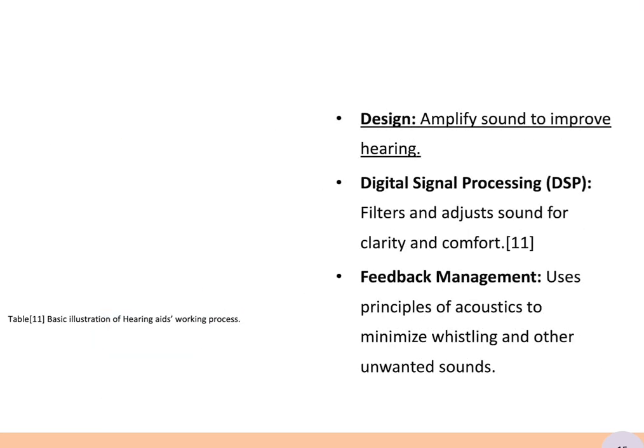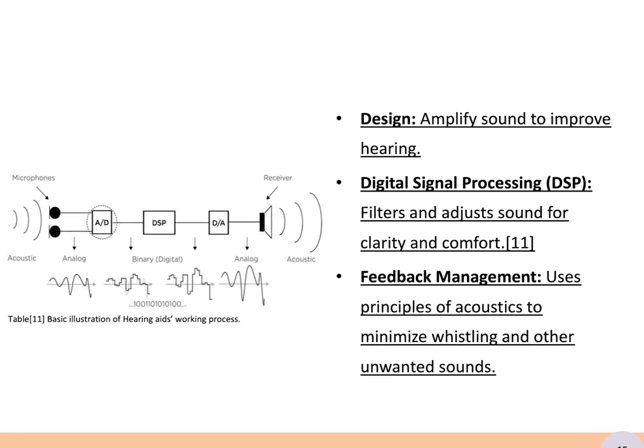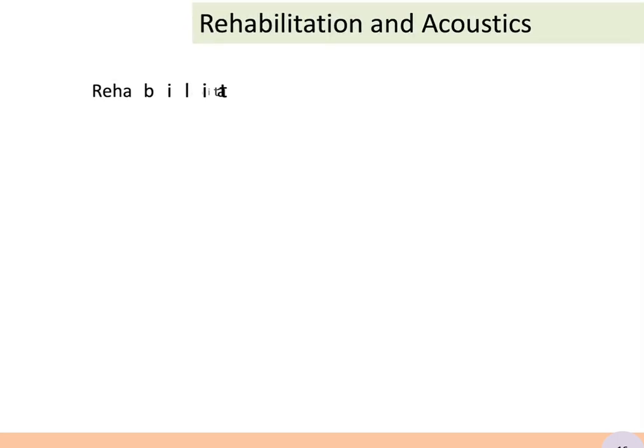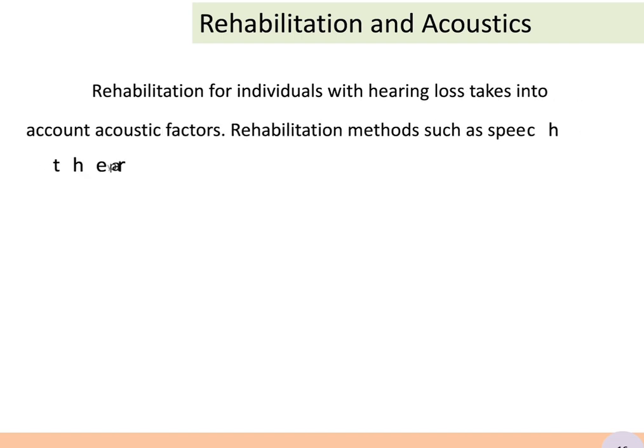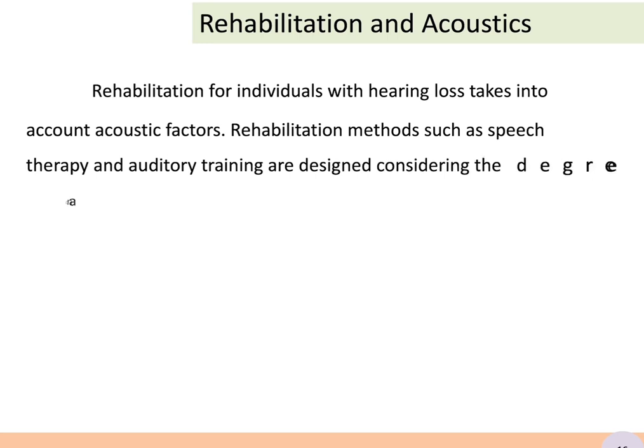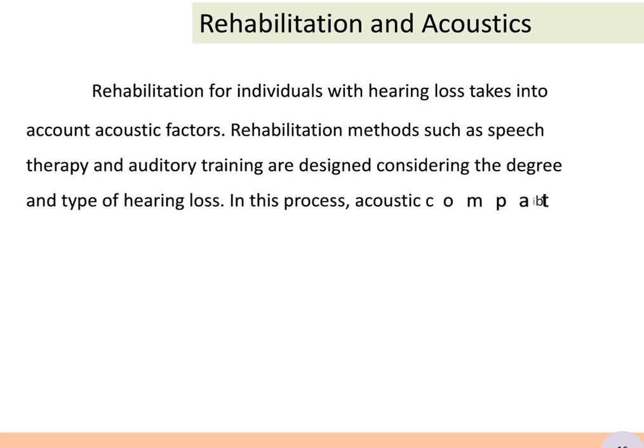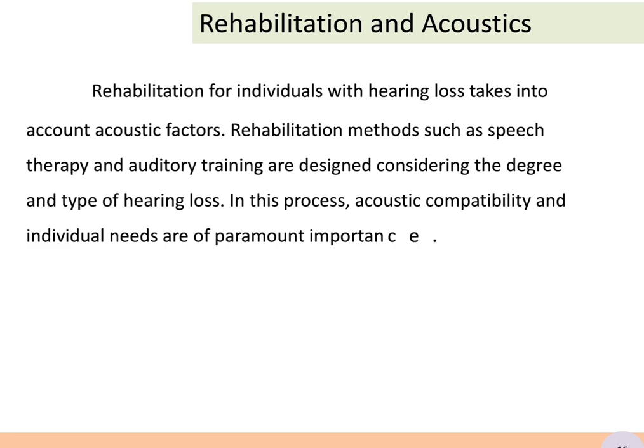Design: amplify sound to improve hearing. Digital signal processing, DSP: filters and adjusts sound for clarity and comfort, illustrated in figure 11. Feedback management: uses principles of acoustics to minimize whistling and other unwanted sounds. Rehabilitation and acoustics. Rehabilitation for individuals with hearing loss takes into account acoustic factors. Rehabilitation methods such as speech therapy and auditory training are designed considering the degree and type of hearing loss. In this process, acoustic compatibility and individual needs are of paramount importance.